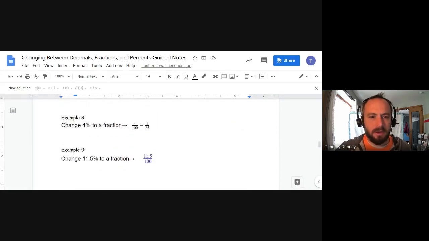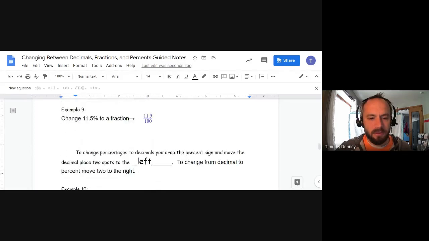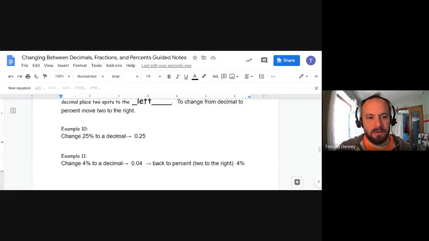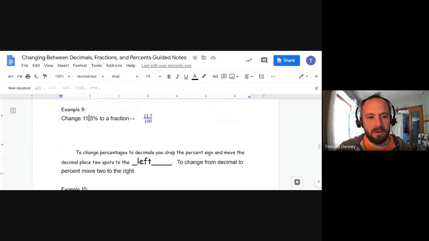All right, let's go back up to here, see if we can work with this one now that we know a little bit more about this. Change 11.5% to a fraction. All right, we put it over 100. Now, what if we were to change this to a decimal before we change it to a fraction? So we learned how to do that right here, right? Change a percent to a decimal and move the decimal place 2 spots to the left.